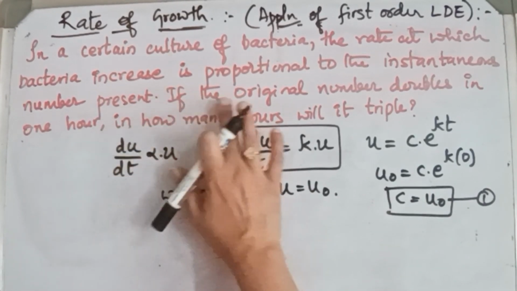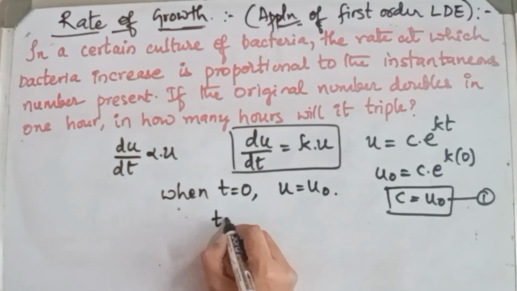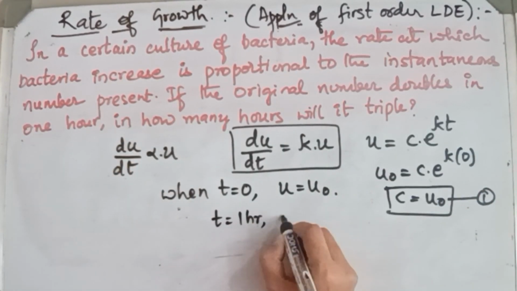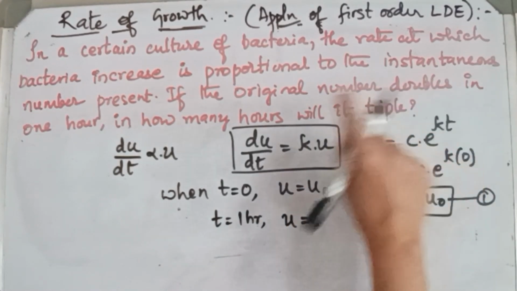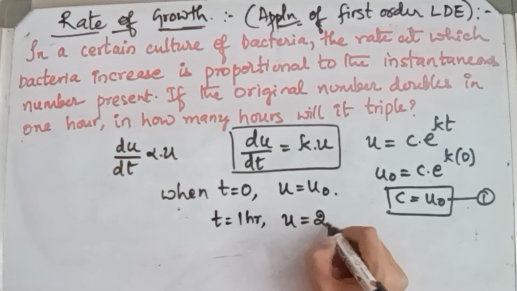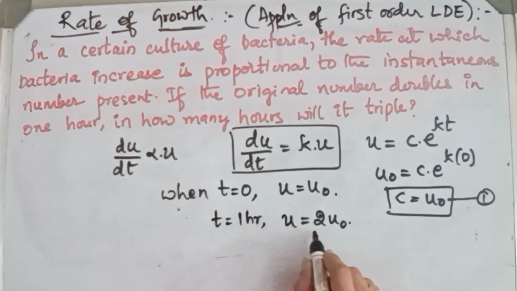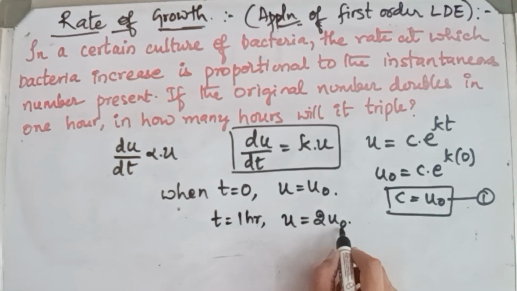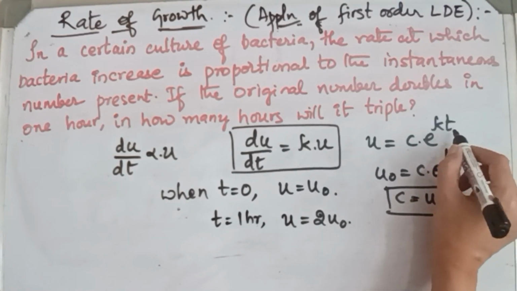Now, what is given here? The original number doubles in 1 hour. When t equal to 1 hour, what is the number of bacteria present? Original number doubles in 1 hour, so the number of bacteria is 2 into u naught. Initially, it was u naught. After 1 hour, the number of bacteria in the culture is 2 times u naught. So, this will tell you the value of the constant k.